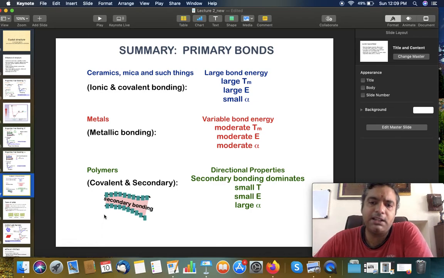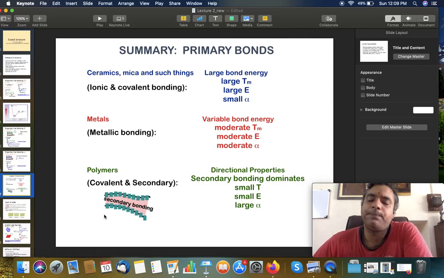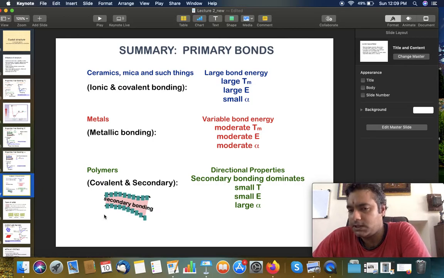In polymers, again, the cases are directional, and instead of primary, the secondary bonding starts to dominate, and it is actually the inverse proportion of ionic and covalent bonds, which means the melting temperature and elastic modulus are small, sorry, and the coefficient of thermal expansion is high.